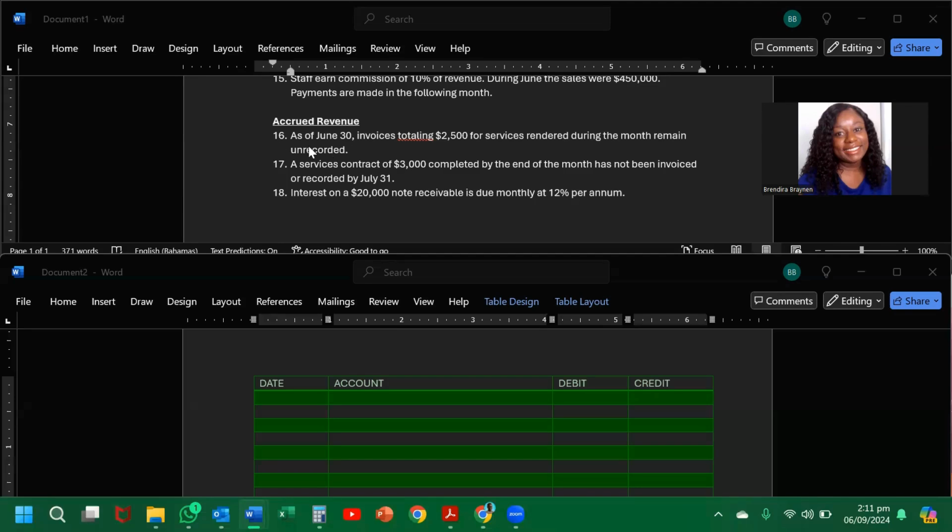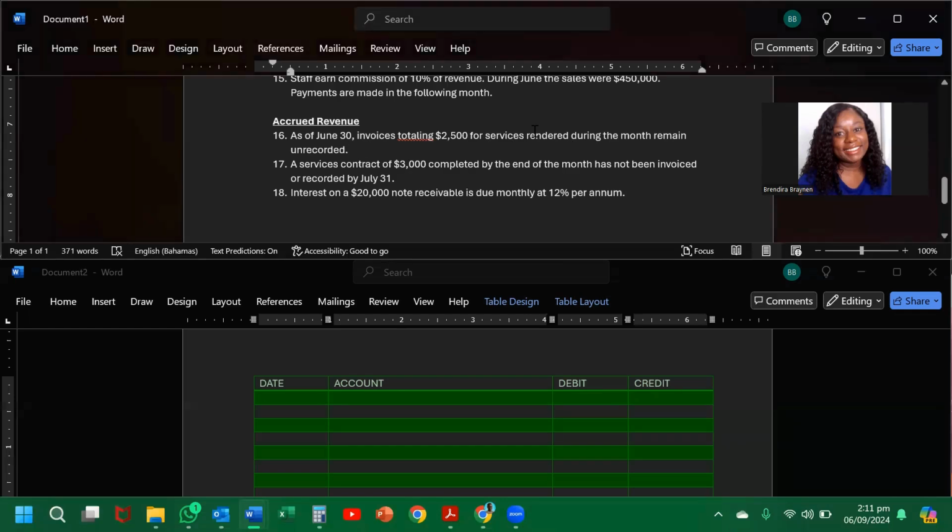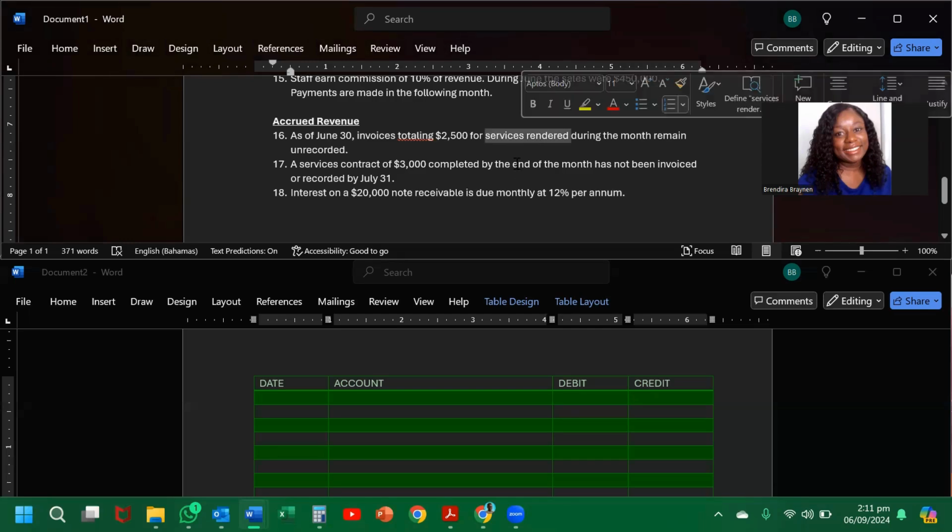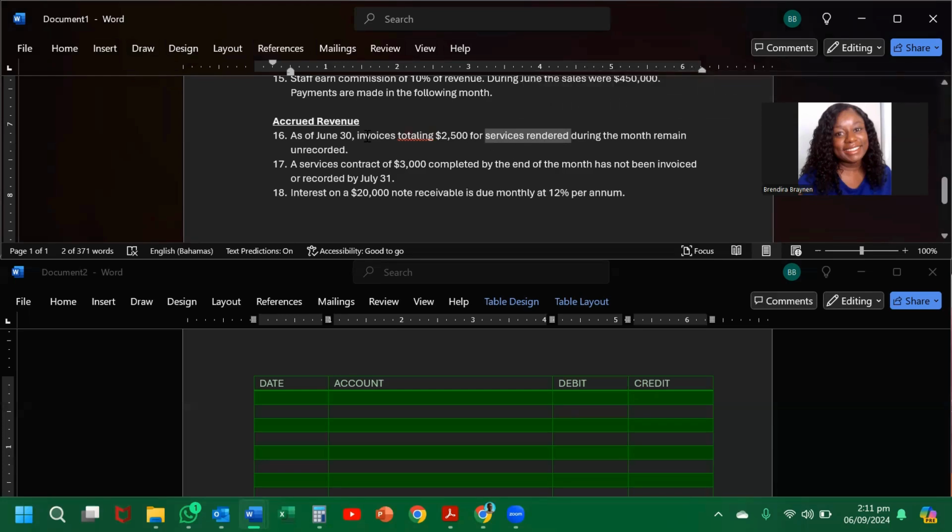So the first one says, as of June 30th, invoices totaling $2,500 for services rendered during the month remain unrecorded. Services rendered tells me that I did the work, and therefore I have earned revenue. When I earn revenue, I increase my revenue account by the value of the services performed. So they're telling me that in June, I had $2,500 worth of revenue that's not recorded yet. It's unrecorded, so as an adjusting entry, I now have to record it.